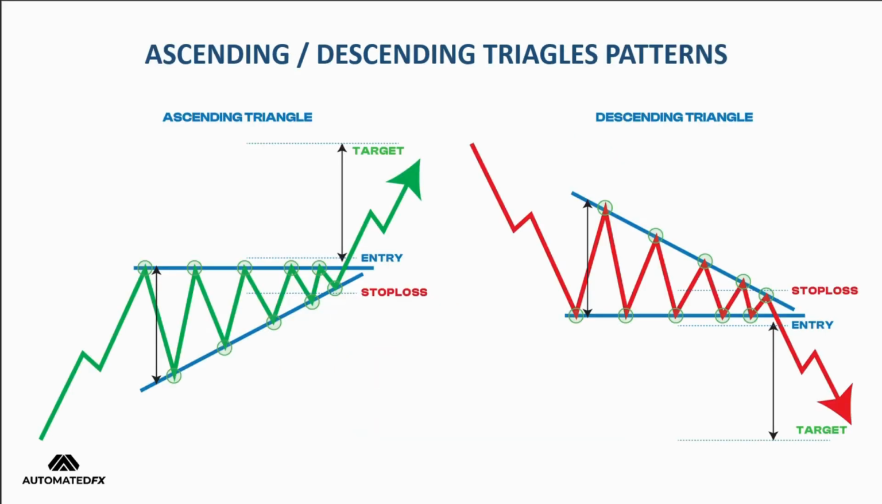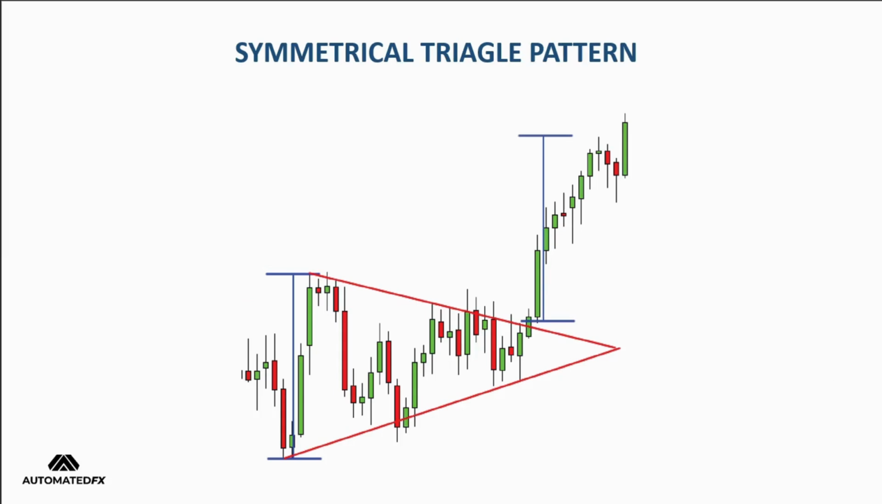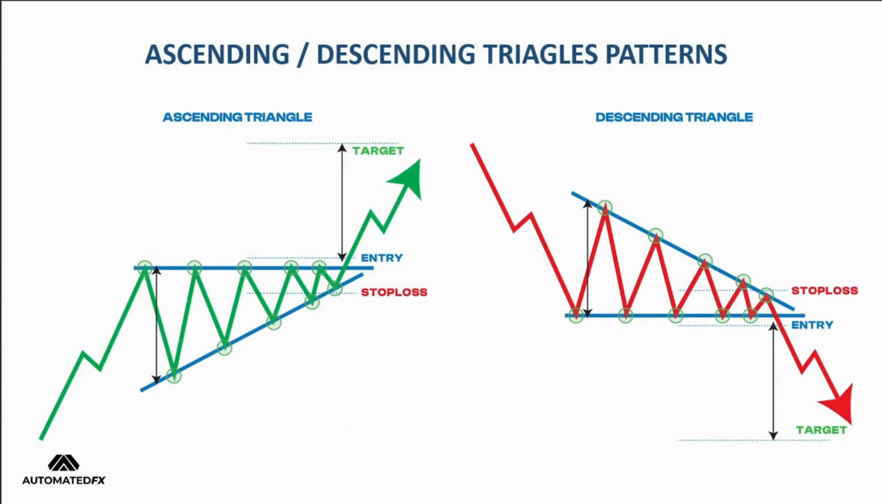And the next thing is about the ascending triangle. An ascending triangle is generally a bullish continuation pattern. It forms when price makes higher lows while repeatedly testing a horizontal resistance level. This structure shows increasing buying pressure, and when price breaks above resistance, it often leads to further upward movement.